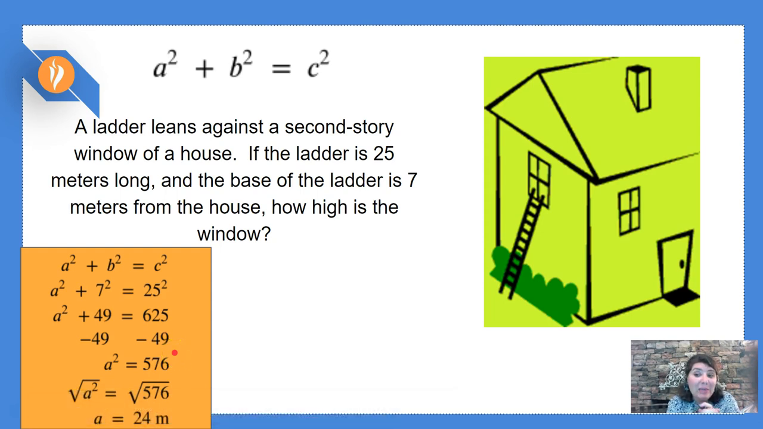So if I want to get a by itself in solving equations, then I'm going to take the square root to leave a. And the square root of 576 is 24 meters. So what does that 24 meters mean in the context of my problem? It means that the height of the window from the ground is 24 meters.